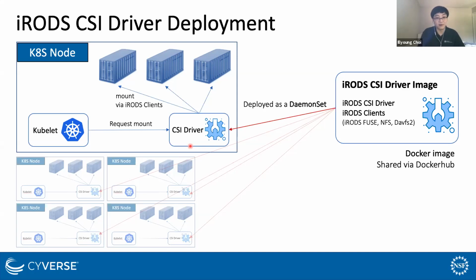iRODS CSI driver receives volume mount request from Kubelet, which is a Kubernetes agent, and mounts persistent volume on Kubernetes containers via iRODS clients. Because all the driver and clients are packaged in a single driver image, users don't need to manually install iRODS clients in the Kubernetes cluster.